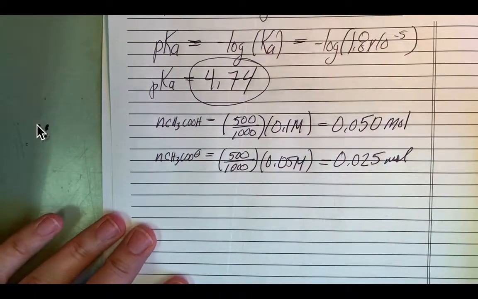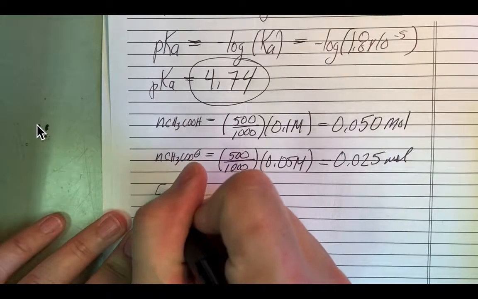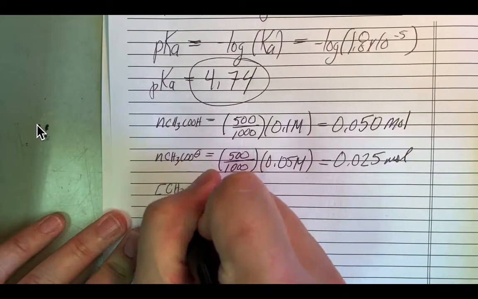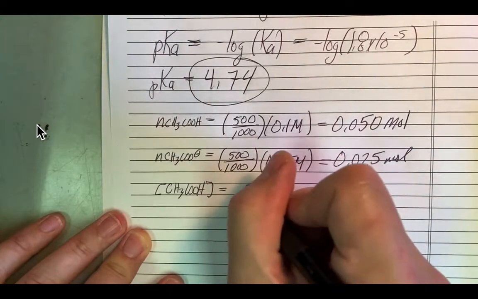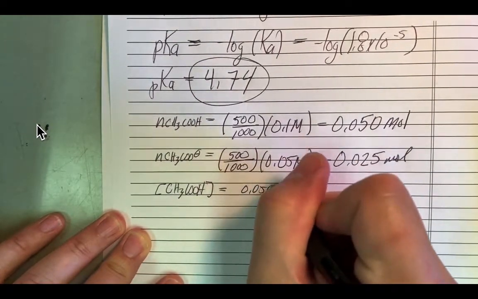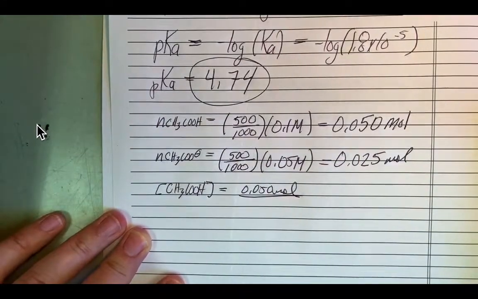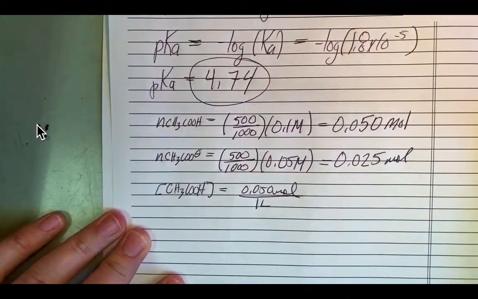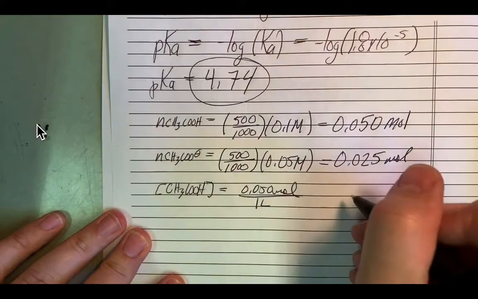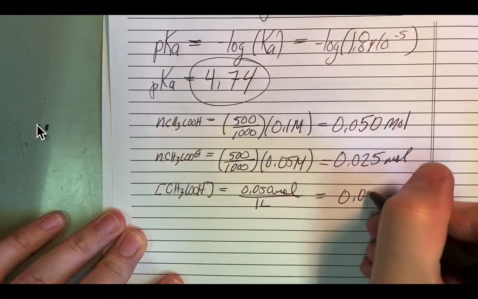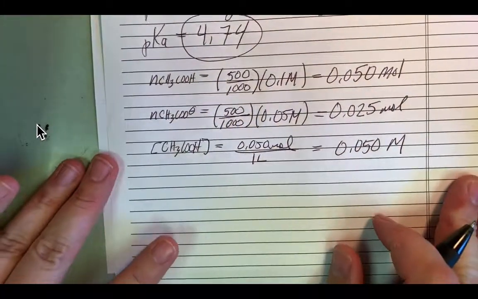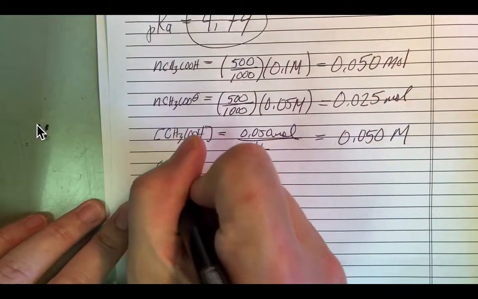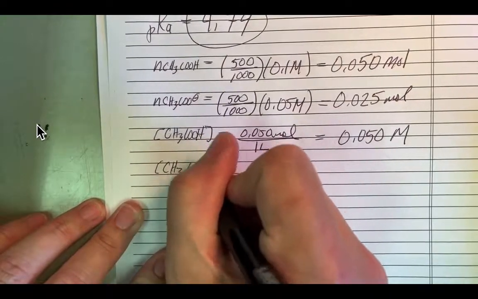Okay, now to turn these into concentrations. So concentration of the acid, 0.050 mole, and nicely, that's in exactly 1 liter, 1,000 milliliters being 1 liter. So I can write this now as a molarity. Do the same thing with my base.